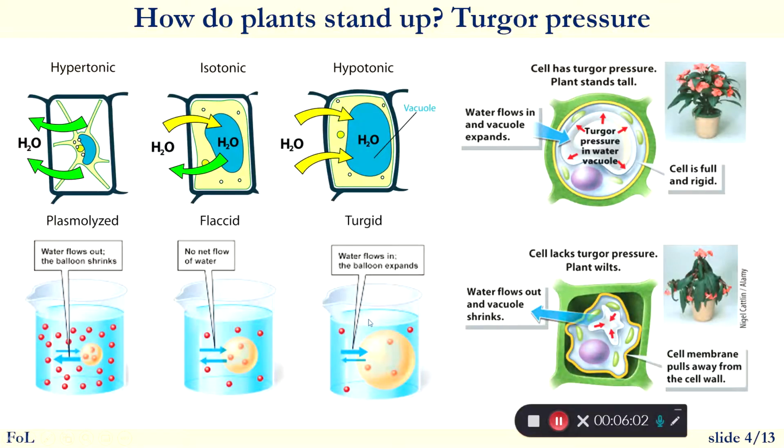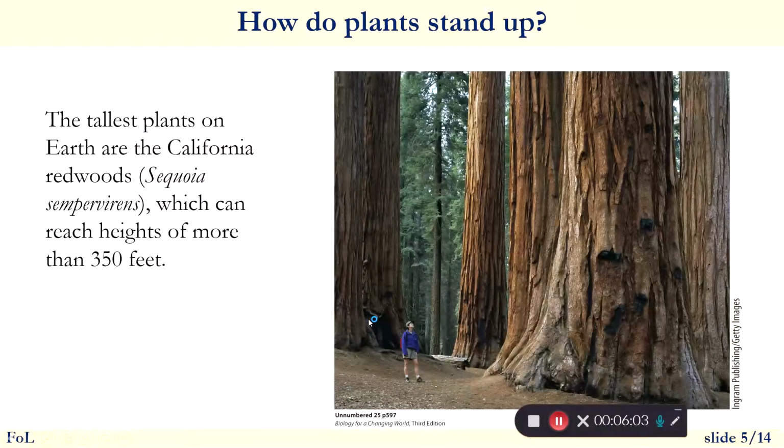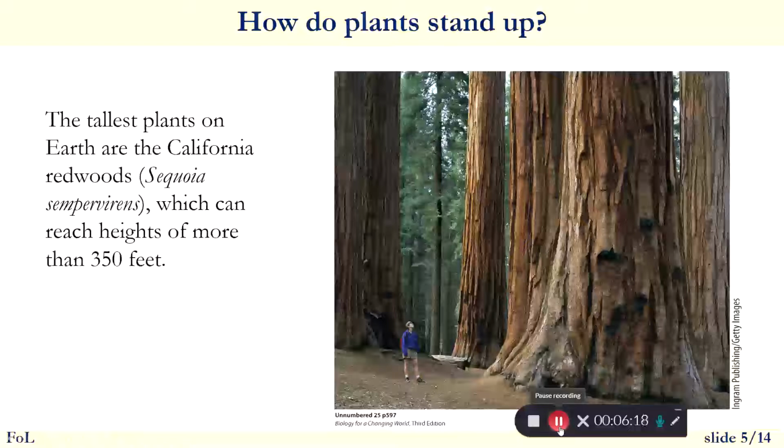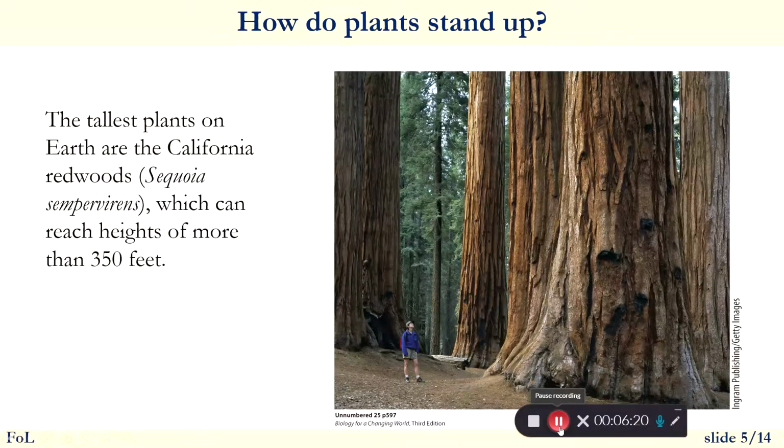But what we're really interested in is them being able to stand up. We have things like the California redwoods, which are the tallest plants on Earth. They reach heights of more than 350 feet. I mean, look at how tiny this person looks right up next to that tree. It's amazing. So how do they accomplish this feat?